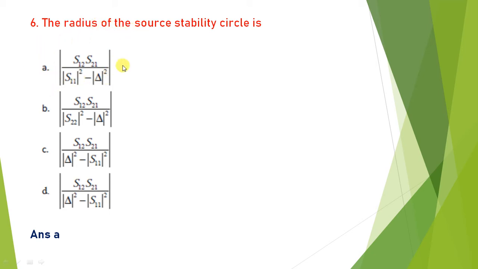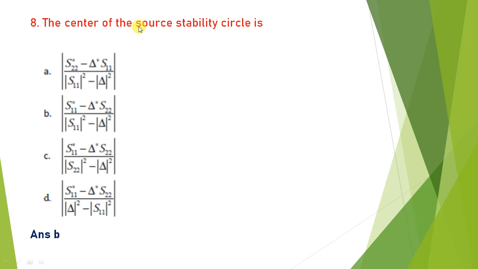So the answer is A. The radius of the load stability circle: instead of S11 in the source stability circle, in the load stability circle we have S22. So the answer is B. The upper portion remains the same, S12 multiplied by S21, but in the lower half we have S22 squared minus delta squared. So this is answer B.